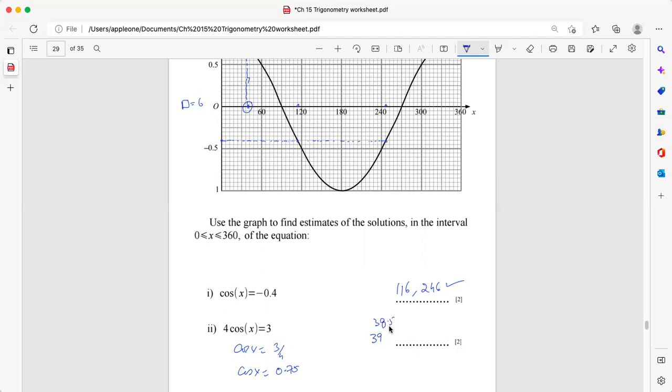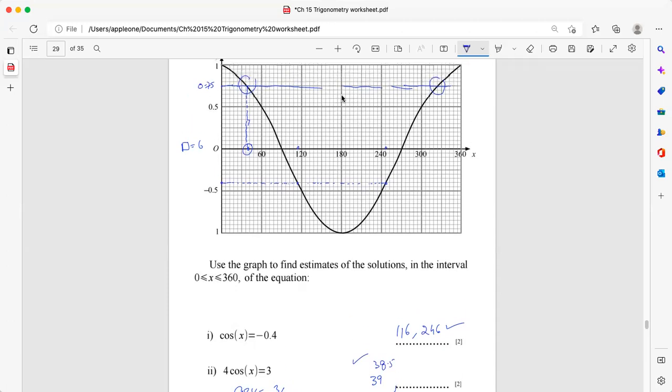So let's check the answer with the calculator. Cos inverse 0.75. It's giving 41. So see, my estimated result is 39 and the answer given with the help of the calculator is 41. So okay, fine. My estimated answer of 39 or 38.5 is accepted. Now, what is the next value?